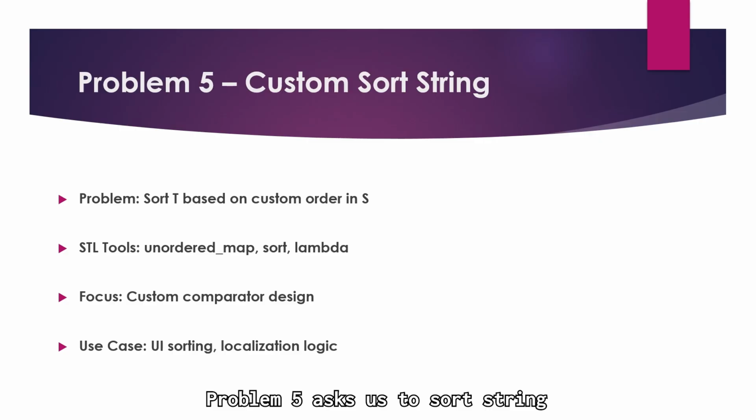Problem 5 asks us to sort string T based on the custom order provided in string S. This problem requires a custom comparator where the sorting order of T is determined by the sequence of characters in S. A priority queue can help us achieve this ordering, and we will need to create a mapping of each character's position in S. This type of sorting is often useful in scenarios like localized sorting, where elements must be ordered based on specific linguistic or cultural rules.